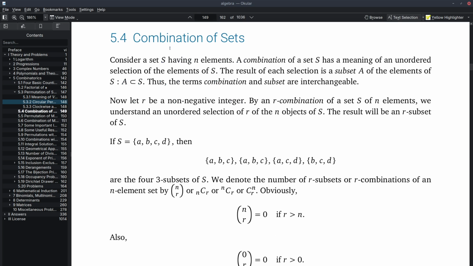Now we consider combination of sets. So we consider a set having n elements. A combination of a set S means an unordered selection of elements of S. The result of each selection is a subset A of the elements of S. So A is a subset of S.